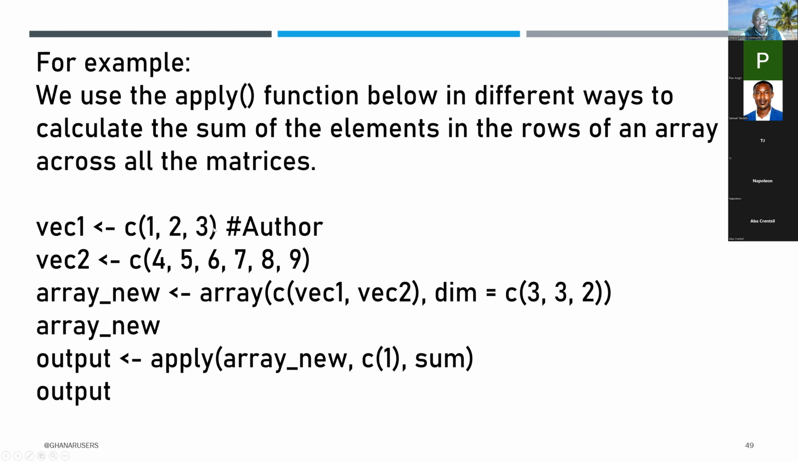Okay. Vector 1, vector 2, this is what we created already. As you can see, this hash is just, as I said, to indicate a comment. It's nothing relevant actually to the calculation or the creation. It's just to say, oh, this is the author's comment. So the new array object we are creating is an array of vector 1, vector 2, dimensions 3, 3, 2. And if I type out array new, this is what I'll get.